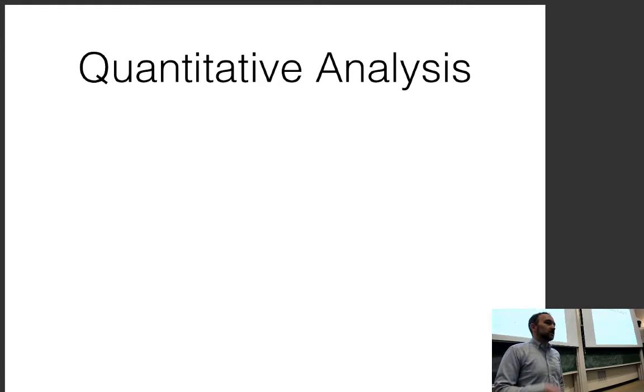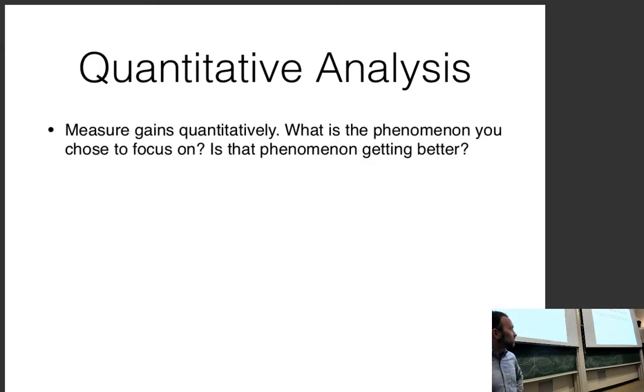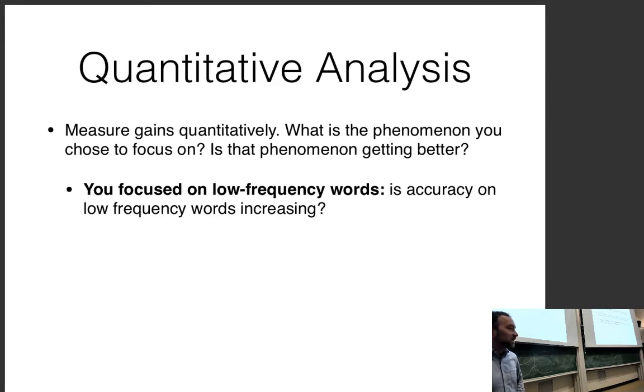Another thing you can do, so this is kind of like a qualitative way to analyze your results. Another thing you can do is quantitative analysis, and this is also really useful. So what you can do is measure gains quantitatively in a more fine-grained manner. For example, what is the phenomenon that you believe your model should be doing well at or not doing well at? And is this getting better? So an example is, let's say you came up with a model that was supposed to do better at low frequency words or classifying sentences that had lots of low frequency words. You can specifically look at accuracy on something like low frequency words and see if it's increasing.